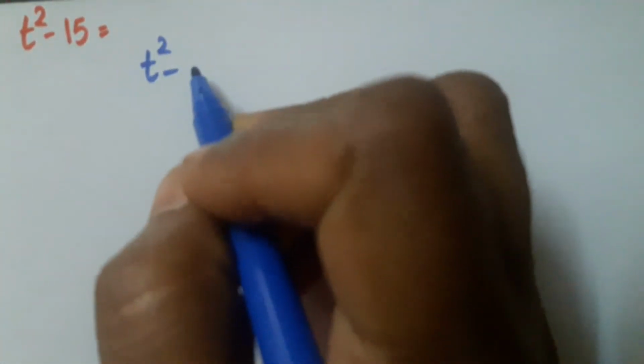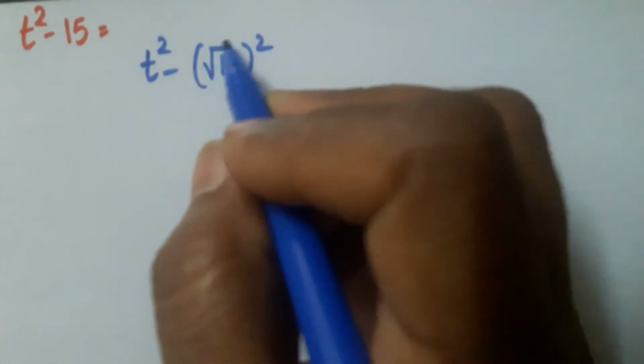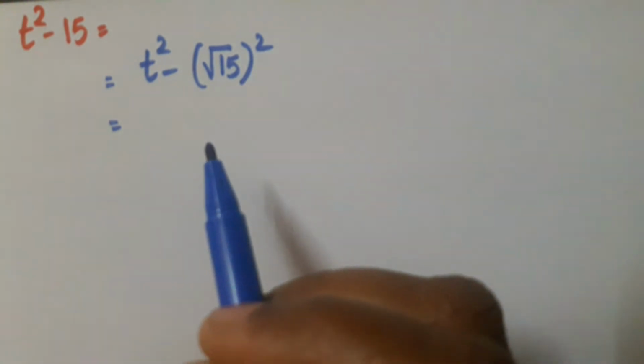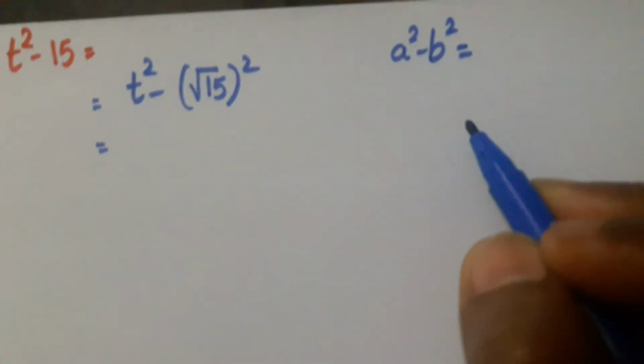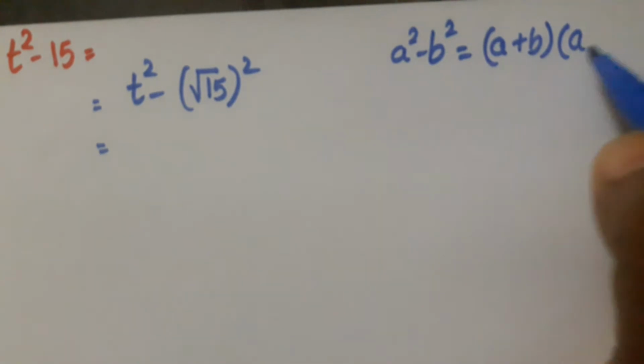Okay, our next sum is t square minus 15. So let us make this 15 as root 15 square. T square minus root 15 the whole square. When I cancel this root and square, I'll get back 15. So this is of the form a square minus b square. What is your a square minus b square formula? Do you remember? A square minus b square is a plus b into a minus b.